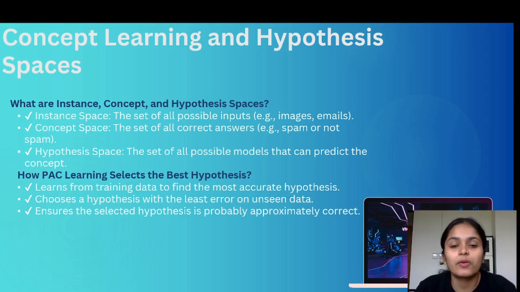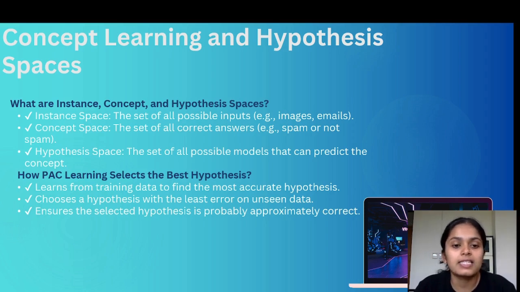Now let's discuss concept learning and hypothesis space. What are instance, concept and hypothesis space? Instance space is the set of all data points or set of all inputs, for example the set of all emails, set of all images. What is concept space? It's the set of all correct answers, for example email is spam or not spam. What is hypothesis space? The set of all possible models that can predict the concept. Hypothesis means rule or model.